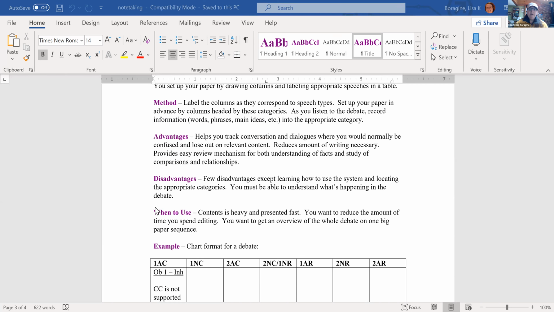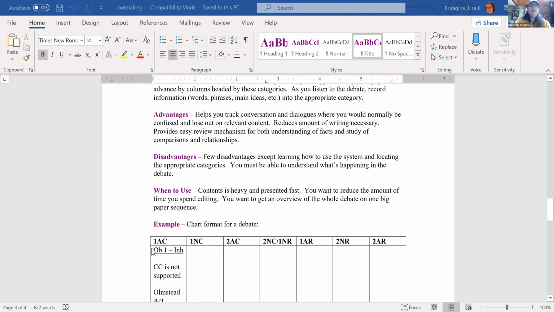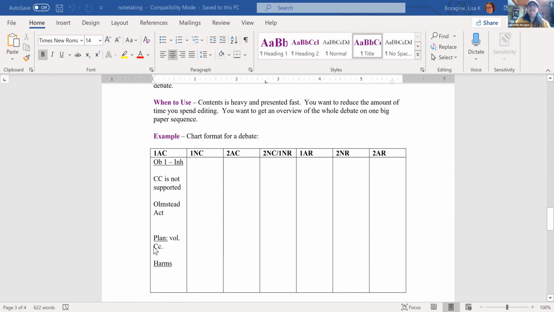This is a really great method for taking notes in a debate. It helps you track conversations and dialogues, where instead of having to float back to the back page, right? If you think about outlining, it's very linear. This allows you to be both linear and progress the debate in time across. So if content is heavy and presented very quickly, this limits the amount of time you need to edit. I don't have to move things around as much.